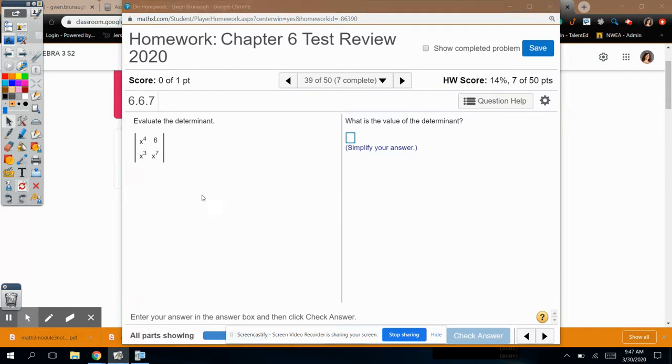Okay, last one. You could not use your calculator for this. You would have to do this by hand. Okay, AD would be x to the 4th times x to the 7th. You do add the exponents there, minus 6x to the 3rd. That's it. So we would have to type this in.